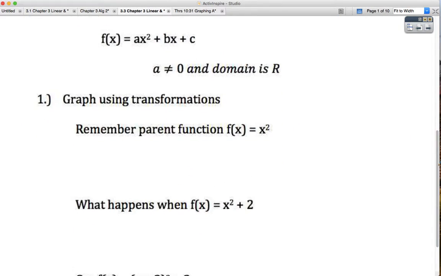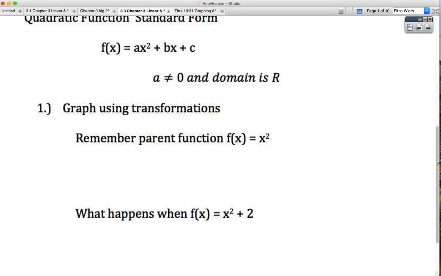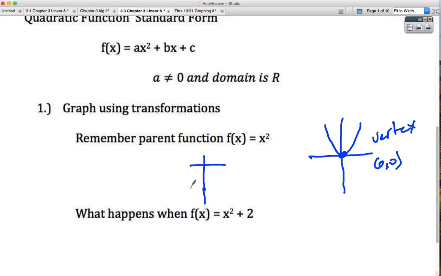If you recall, the parent function for x squared looks something like this. Vertex is at 0, 0. Table, vertex is in the middle, so I would take the number right before 0, and I take the number right after 0, and I square it, and I get 1, and then I get 1 here. I could also pick -2, pick 2.